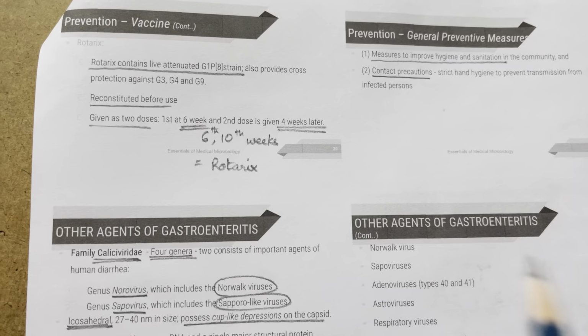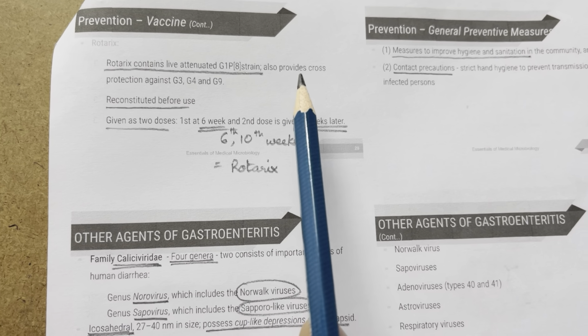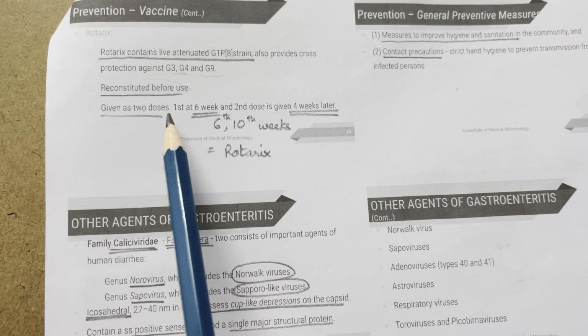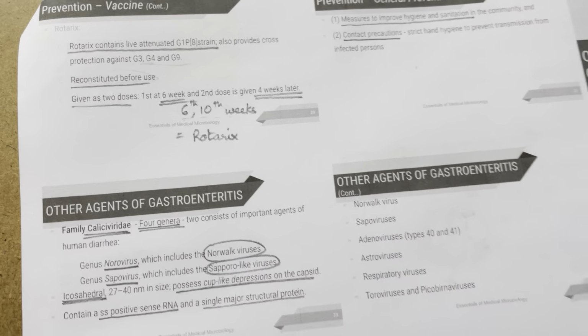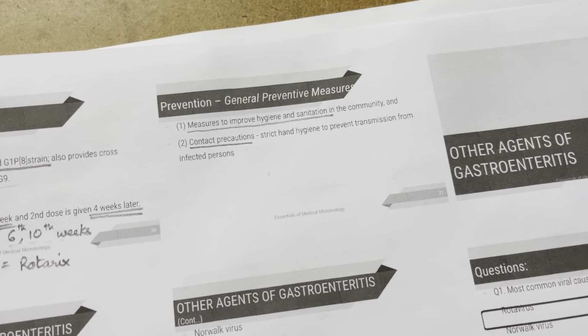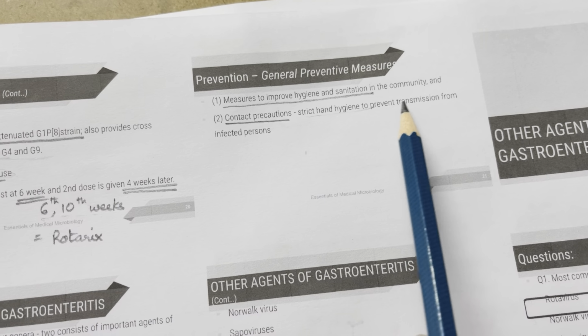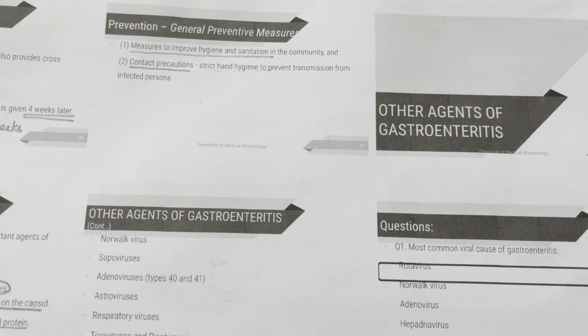And then moving on to the other vaccines, you have Rotarix, which is a live attenuated G1P8 strain. It also provides cross protection against G3, G4, and G9, and it is reconstituted before use. It is given at the 6th and 10th weeks respectively. Now, measures to improve hygiene and sanitation in the community and contact precautions such as strict hand hygiene to prevent transmission from infected persons can help in prevention of rotavirus infections.